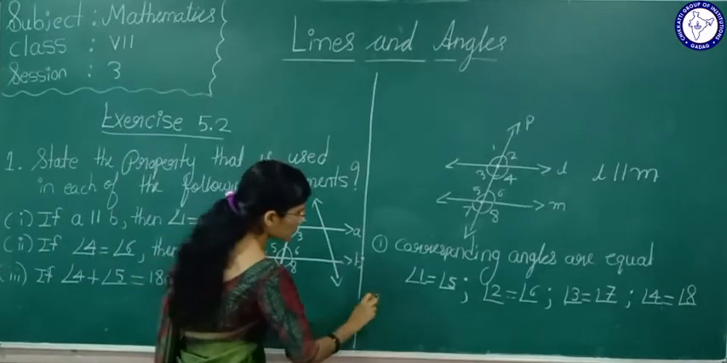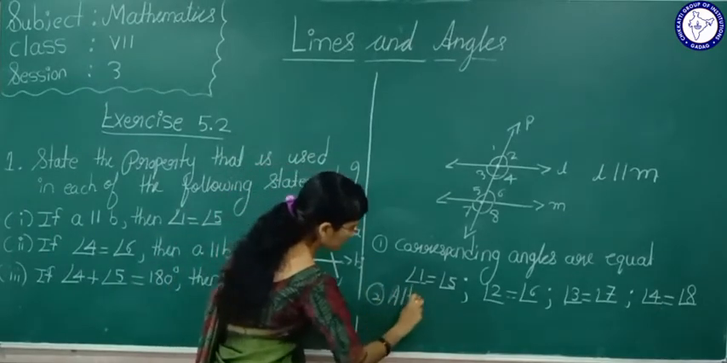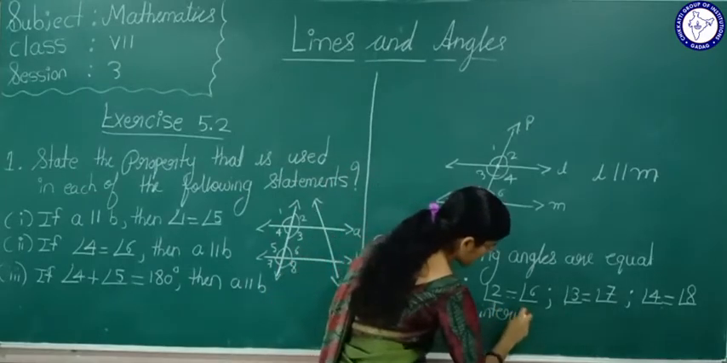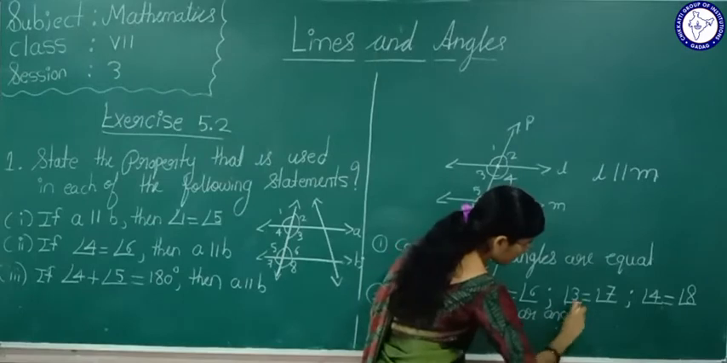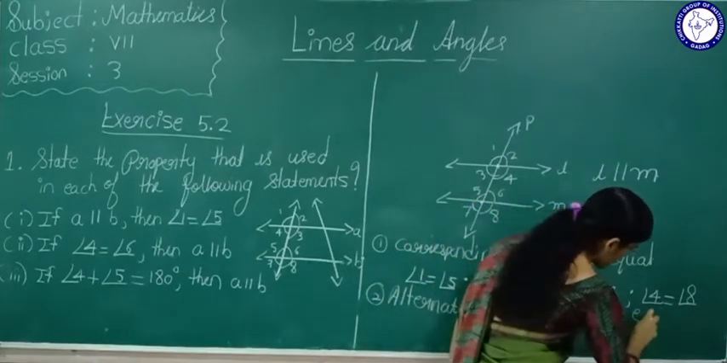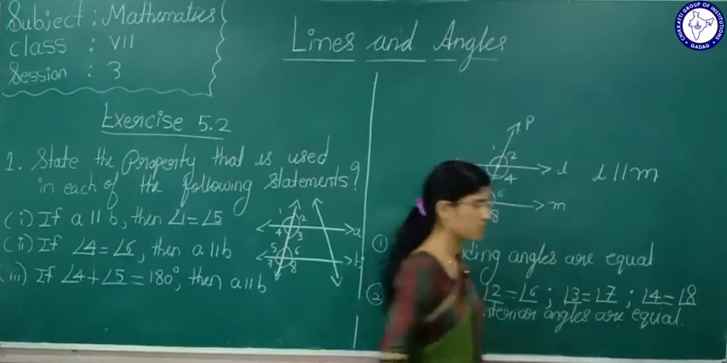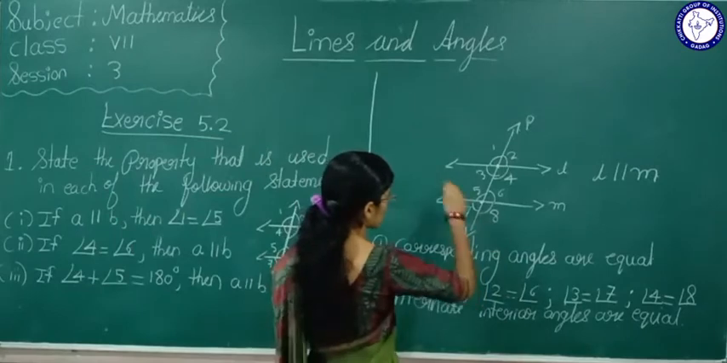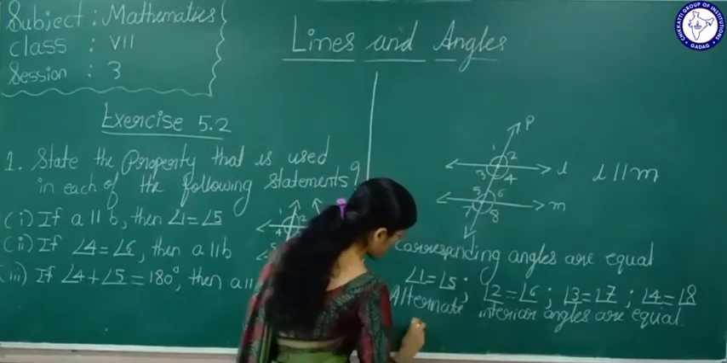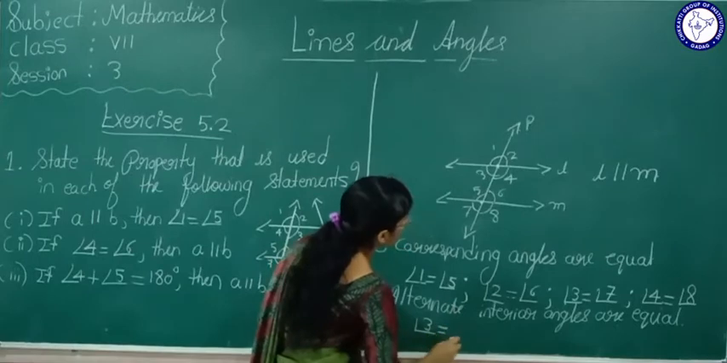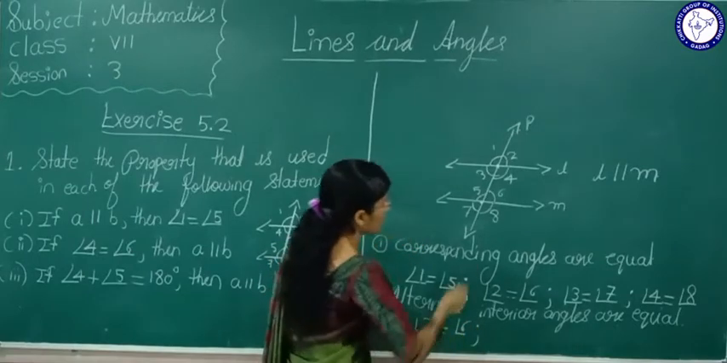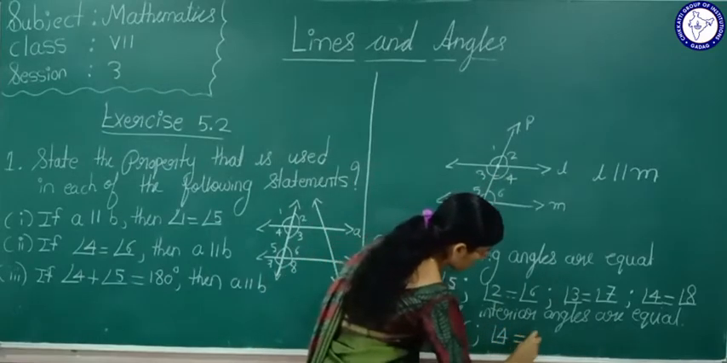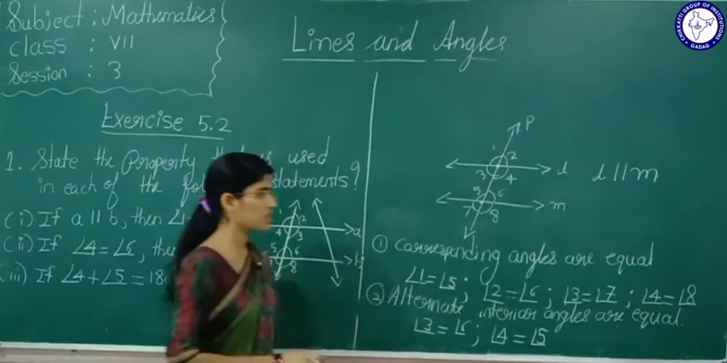So again we know that alternate interior angles are equal. Now see, which are the alternate interior angles here? Angle 3 is equal to angle 6. Angle 4 is equal to angle 5. We have studied that alternate interior angles are equal.